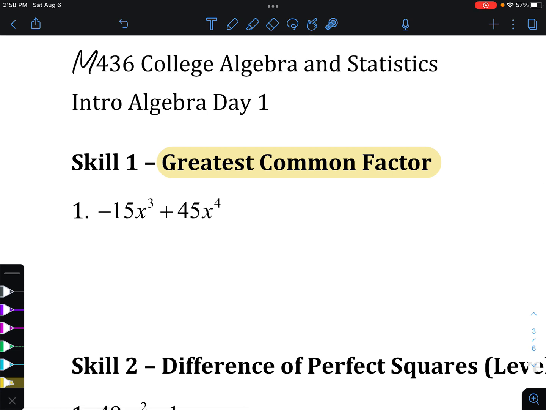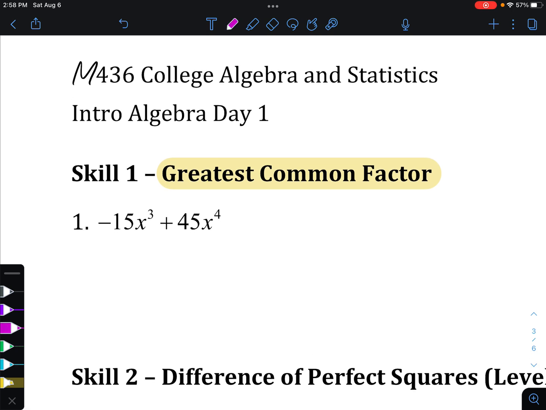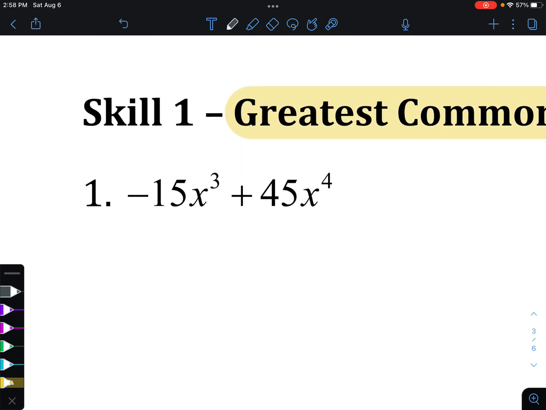So let's see how we would take out the greatest common factor in this polynomial. First of all, this is not in descending order, right? We have the x cubed before the x to the fourth, and that's not in descending order. So really quickly, we're just going to put that positive 45x to the fourth in front, and then the negative 15x cubed second, so that our exponents are in descending order.